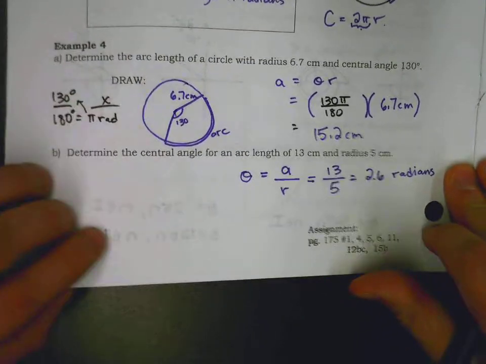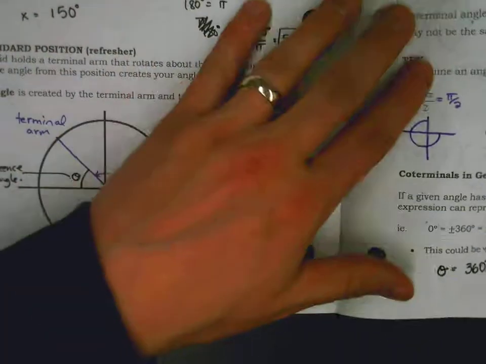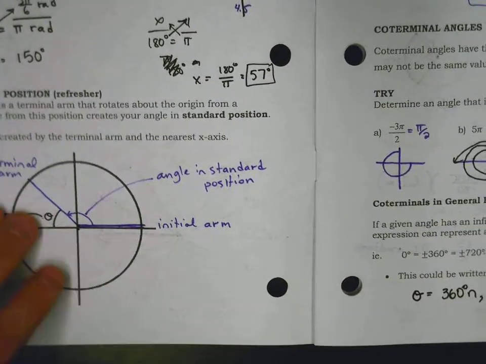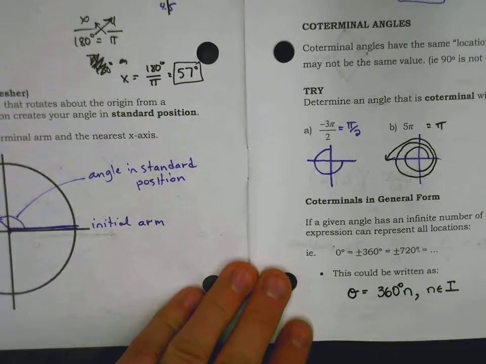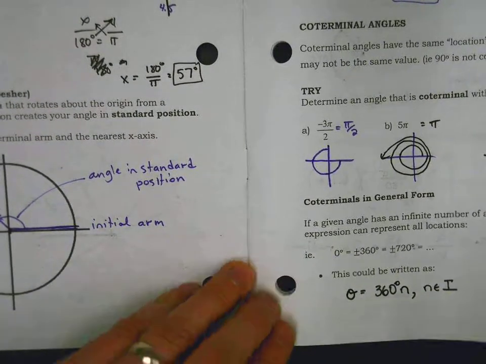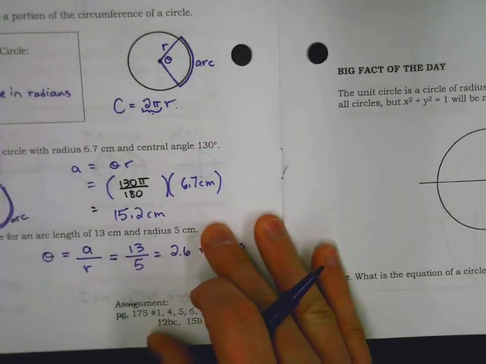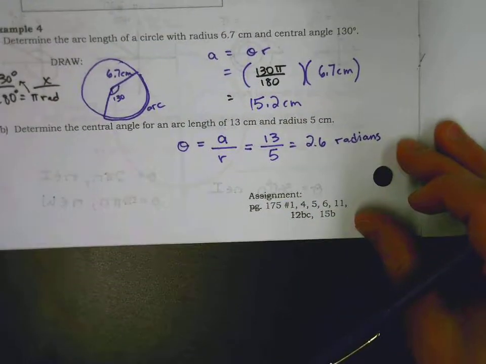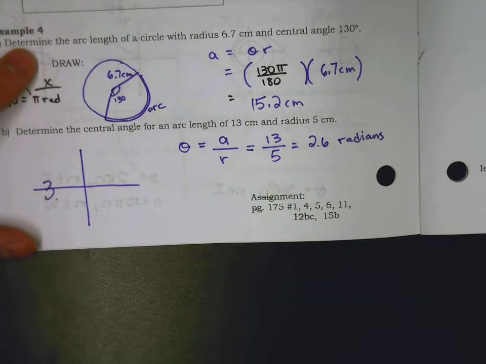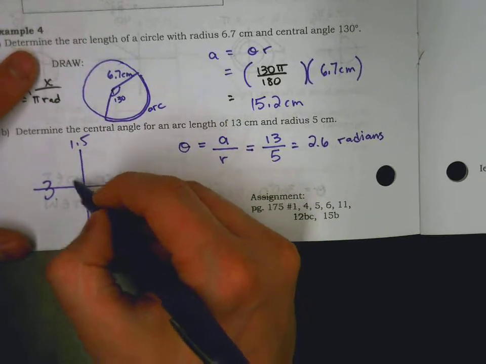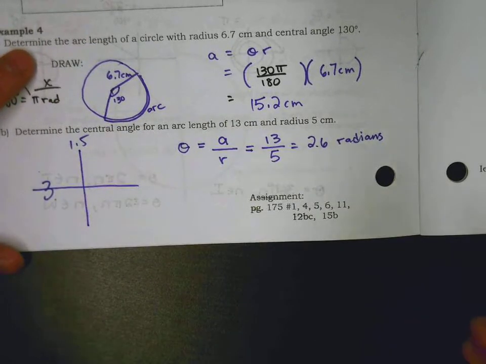Maybe. 2.6 radians, if we kind of compare it to how much a full rotation is, let's see how we can compare this. 2.6 radians, we'll try to estimate that. We again know that this is about 3, this is about a 1.5, so 2.6 is probably close to 150 degrees, somewhere in there.